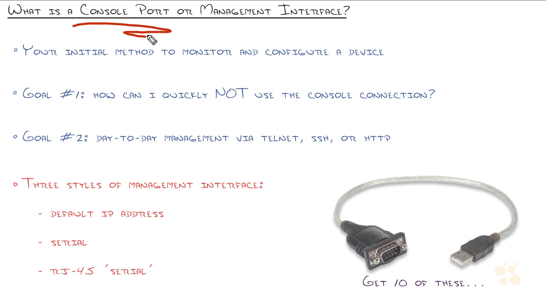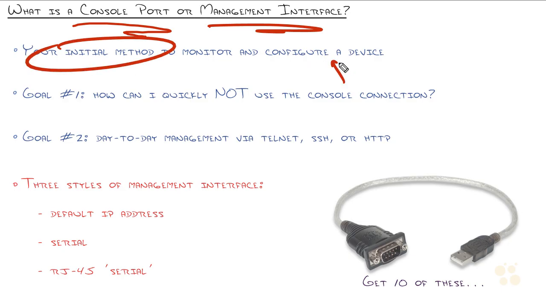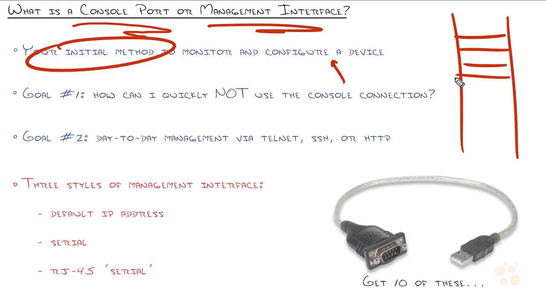What is the console port, or what some people call the management interface of the switch? Well, it's your initial method to monitor and configure a device. A lot of these switches, when you pull them out of the box, will not have an IP address that you can access with a computer. Or you'll walk into an environment where you see these switches mounted in the rack. There's no documentation. There's no IP address label stuck on them, but they're in production.